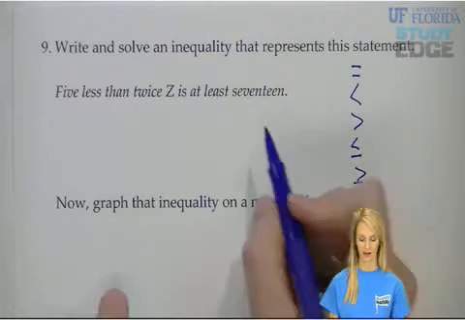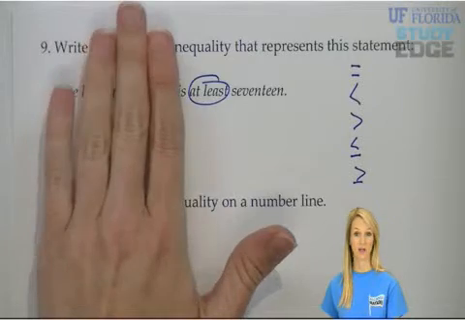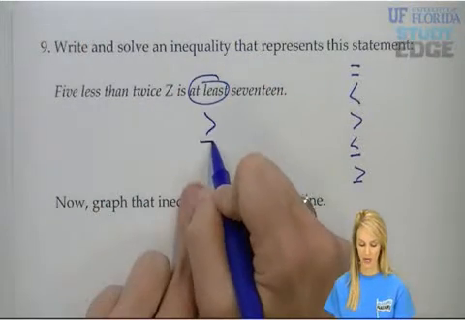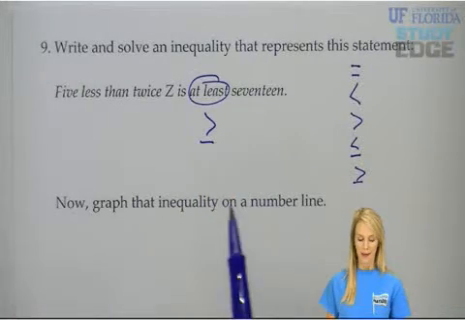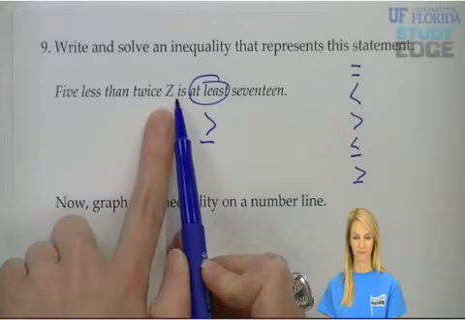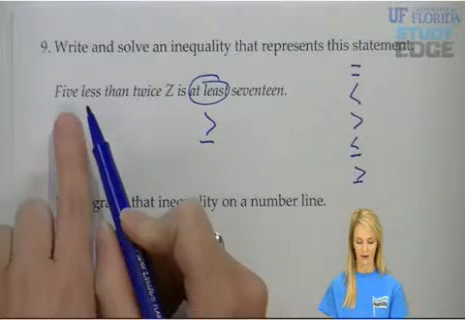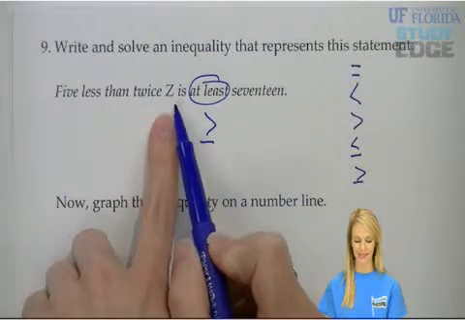Well, what do we see here? At least. We know whatever's on the left is bigger than or equal to what's on the right. We're going to have a greater than or equal to sign. At least means greater than or equal to. Okay. What's on the left? 5 less than twice z is something. So let's see what we have. 5 less than something, okay, is twice z.